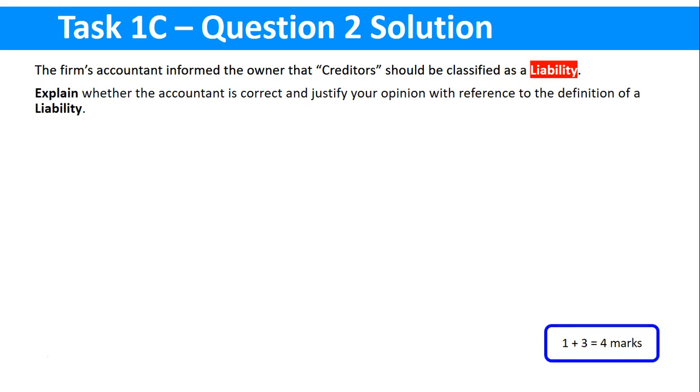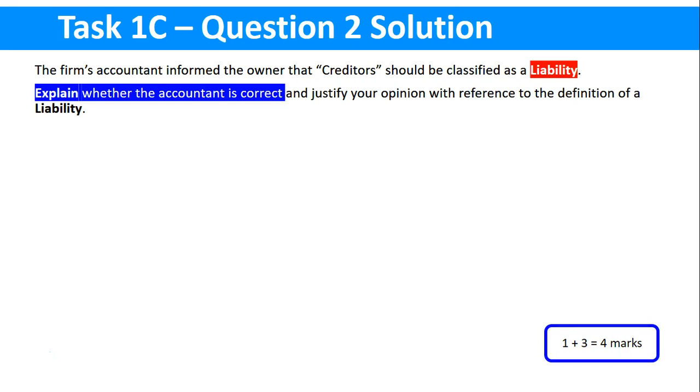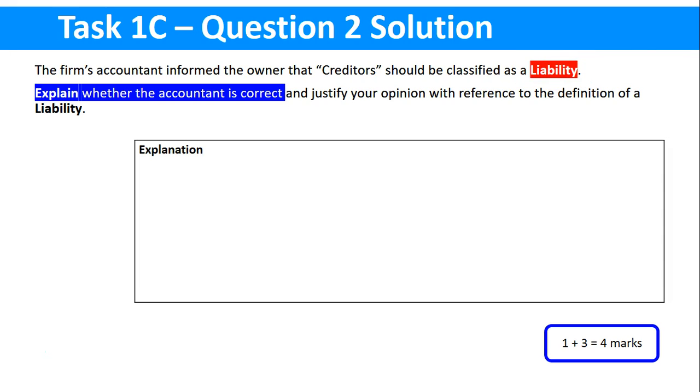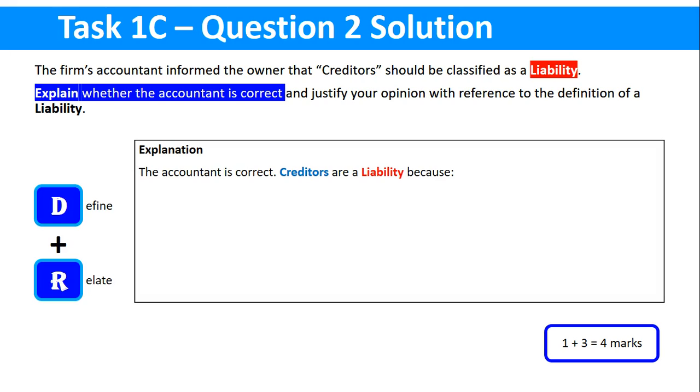So we've got 4 marks here. So 4 marks means we need to do 4 things. The first thing we're going to do is actually answer the question which says, explain whether the accountant is correct. We're going to identify a liability and we're going to also define and relate. So let's look at our answer. The first thing we're going to do is answer that question and say, yes, the accountant is correct. Creditors are a liability.